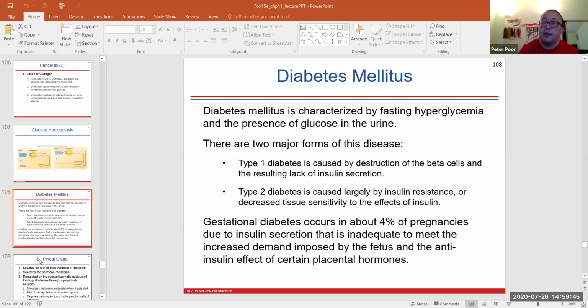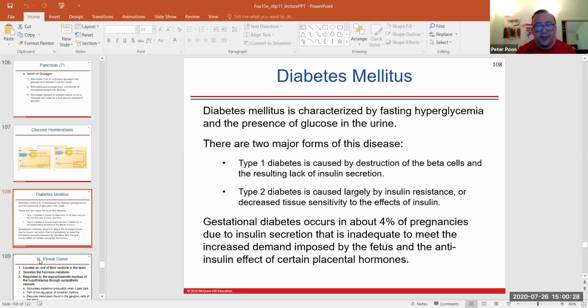Diabetes. There are two types of diabetes mellitus. Type 1 used to be called juvenile diabetes, and this is an autoimmune disease where the beta cells are destroyed and you're no longer secreting insulin. Type 2 used to be called adult onset diabetes, and that's caused by insulin resistance, where your body is no longer responding to insulin. It has downregulated its receptors, so there is decreased tissue sensitivity to insulin.